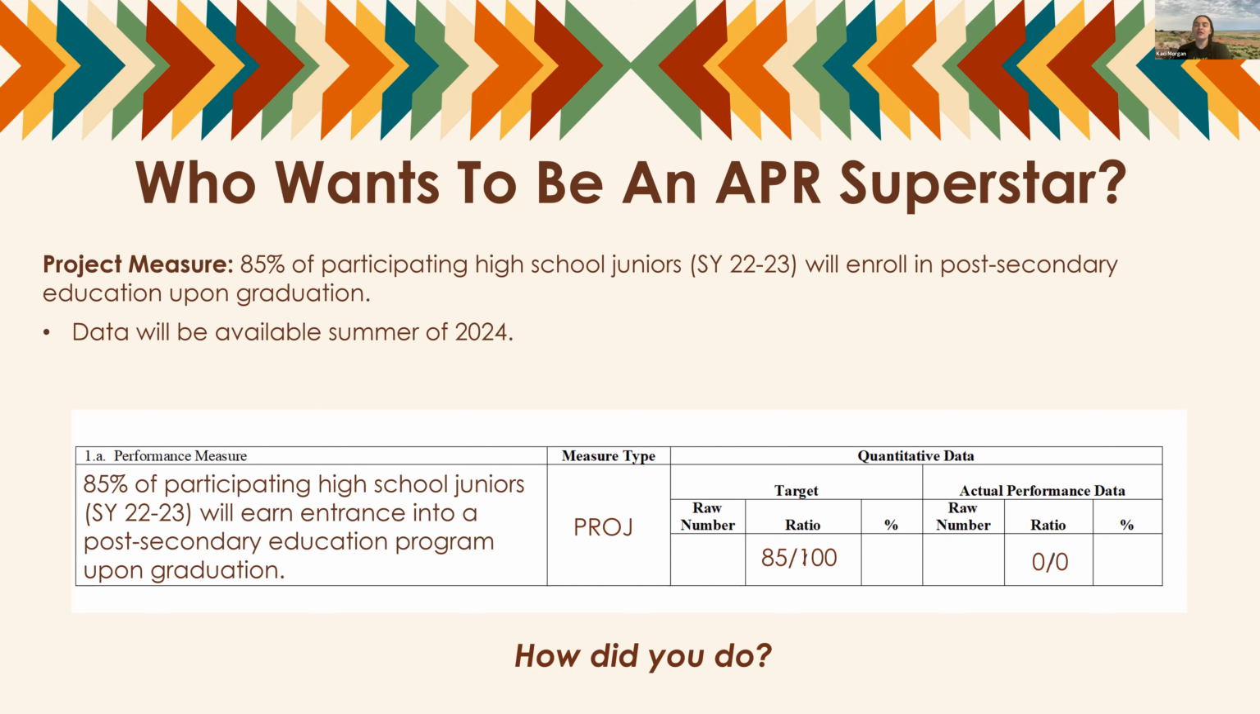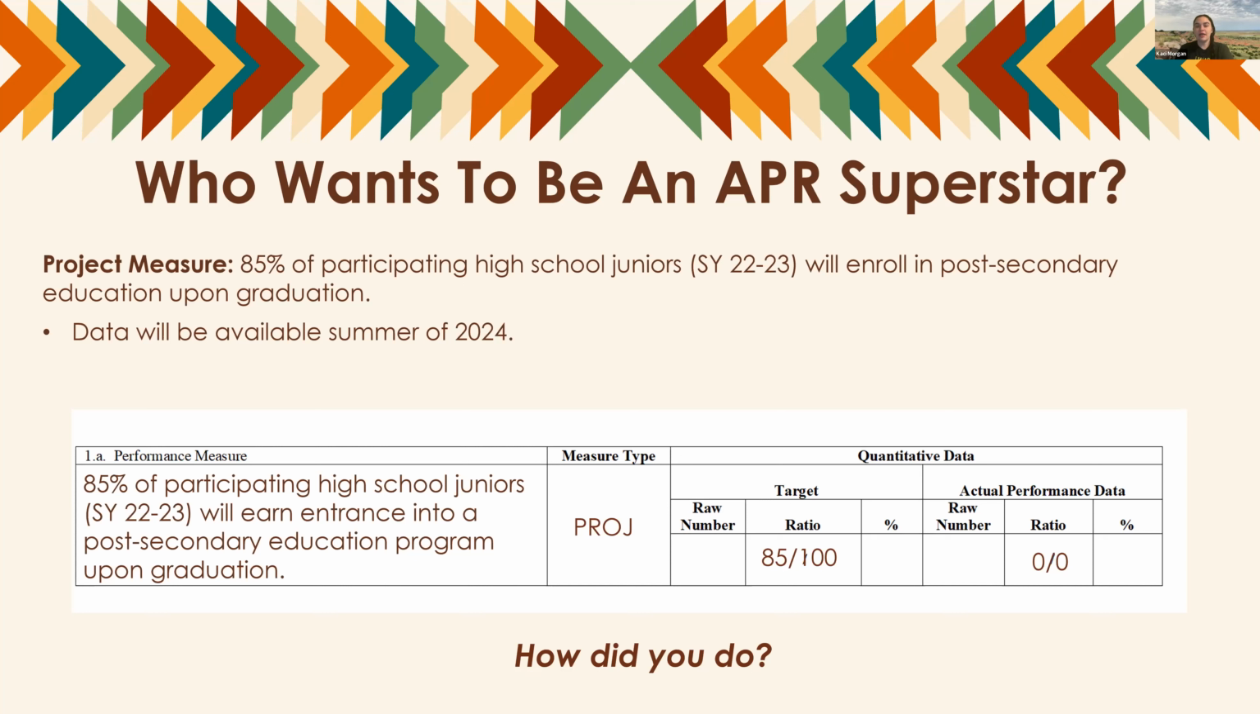So 85%, I could report as 85 over 100, or as we discussed before, you could report as number of students out of total number of students, whichever ratio is easier for you. And then in actual performance data, this one was a little bit tricky because we don't have that data available until summer of 2024. So we wouldn't be able to report that on an APR update this year or in this APR, which is why we would report it as a 0.